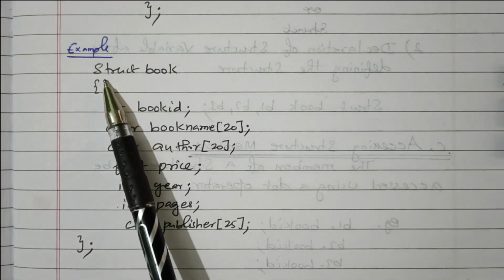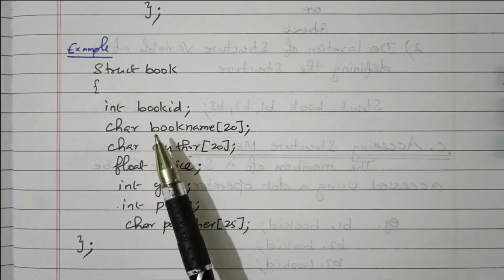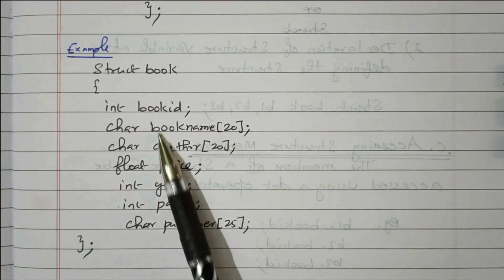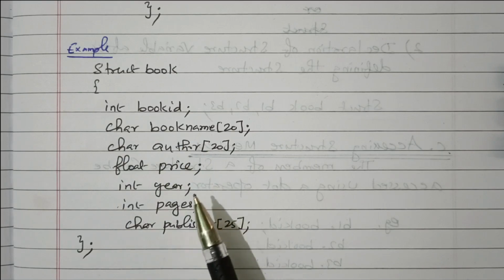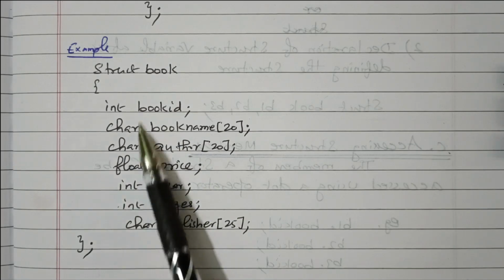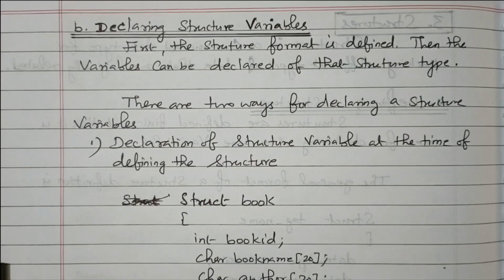So the structure name is book. struct is the keyword. The name is book. We declare related data, book related data: book ID, book name, author name, price, year, pages, and publisher name. These are all declared. So different types of data are logically related. All data are related to the term book, right? Now we'll go to the next part. So we discussed the structure definition and the general format for structure definition.